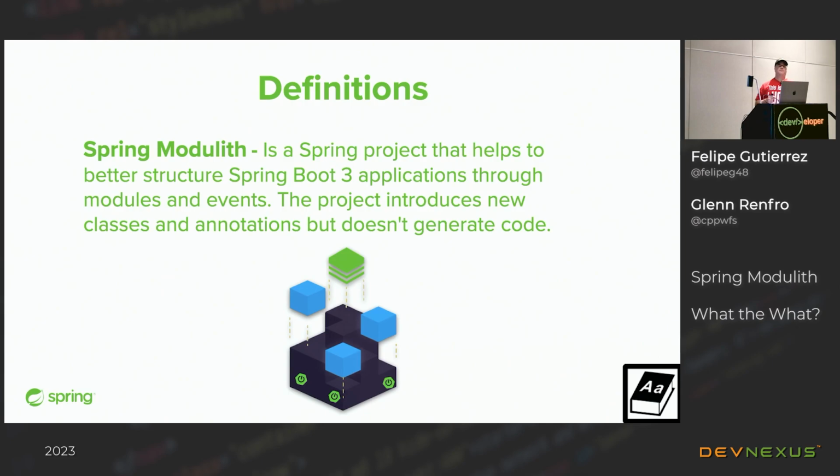As we begin this, I'm going to cheat. I'm going to read right off the definition, and we'll cover it a little bit deeper. Spring Modulith is a Spring project that helps better structure Spring Boot 3 applications through modules and events. The project introduces new classes and annotations, but doesn't generate code.